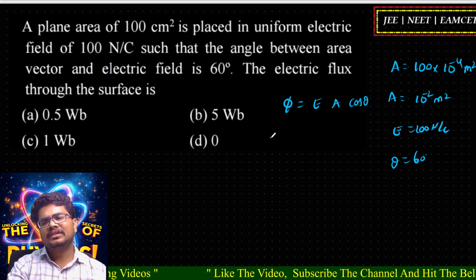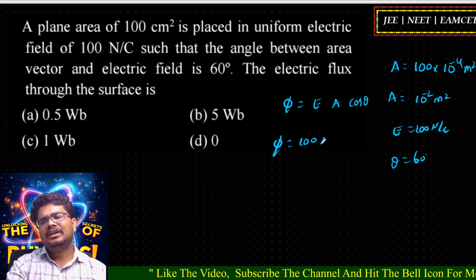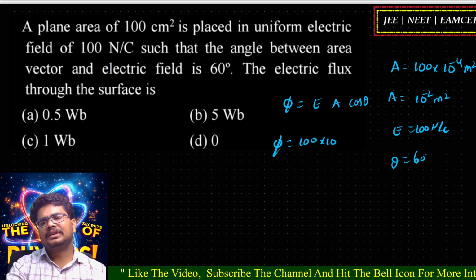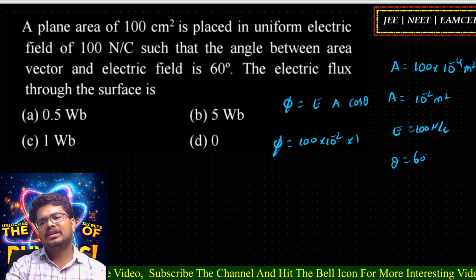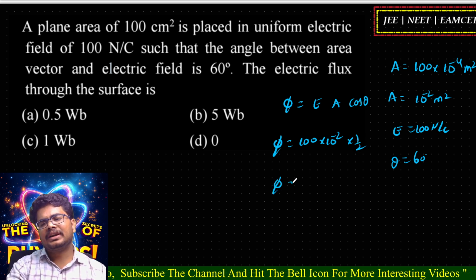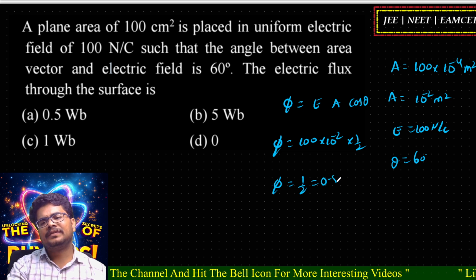Substitute in this equation, flux equals E value, 100, into area value, 10 power minus 2, into cos theta. Theta value is cos 60, and cos 60 is 1 by 2. So flux equals 100 into 10 power minus 2, which gets cancelled, into 1 by 2. It's nothing but 0.5.